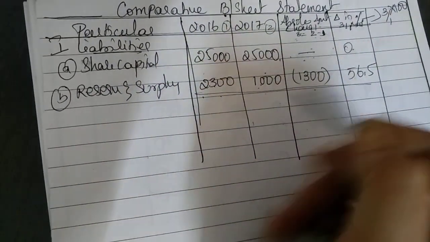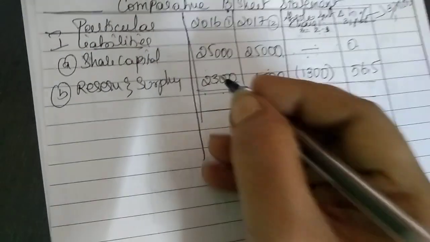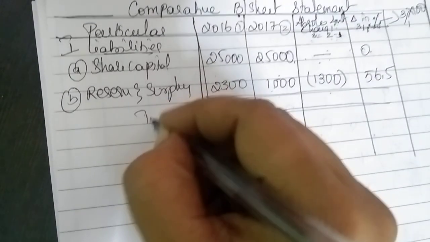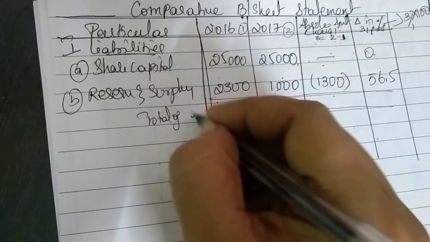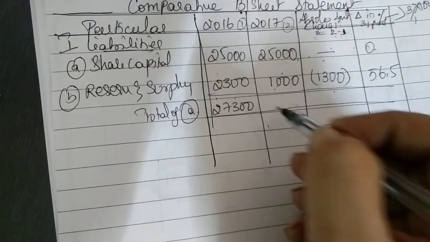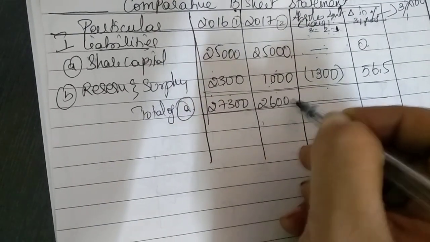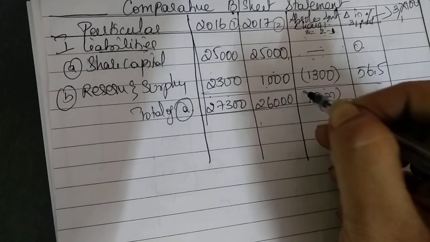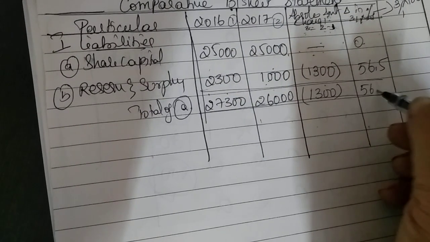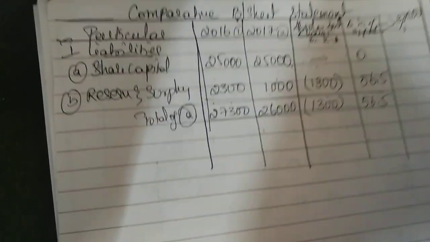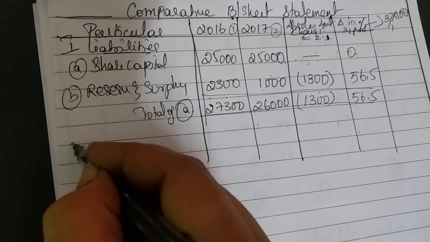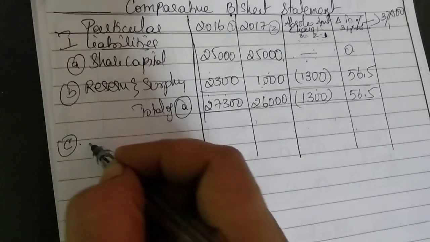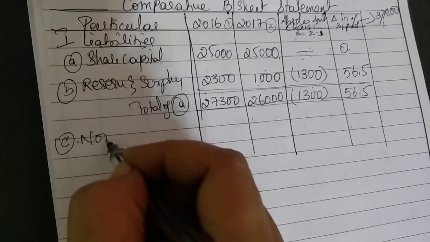So I'm going to add all these things. So here it is going to be 27,300. My total of E is this one, whereas this one is 26,000, and here it is going to be the same, and obviously as there is nothing, the percentage is going to be the same. Now first is done.